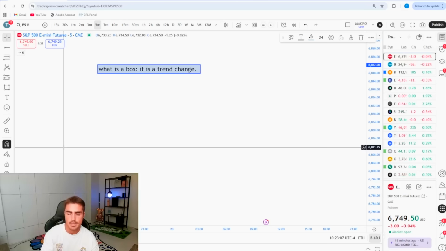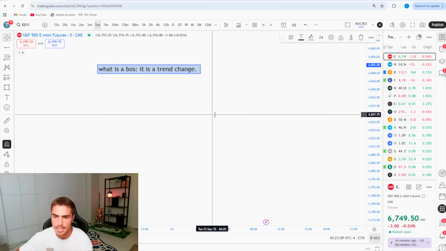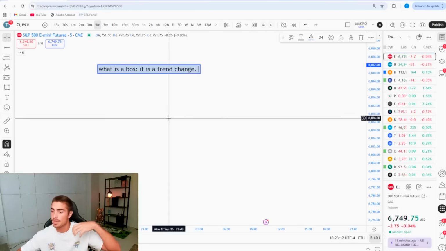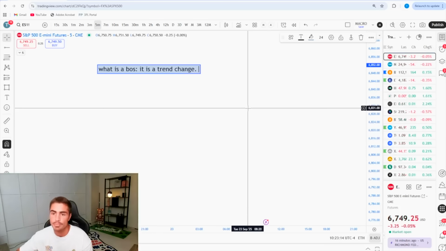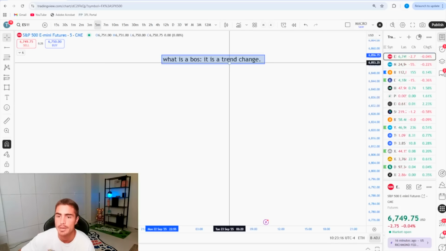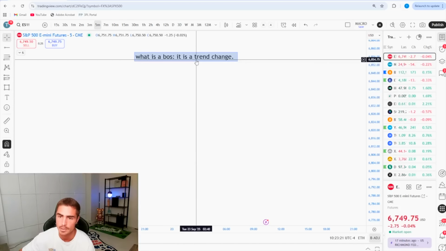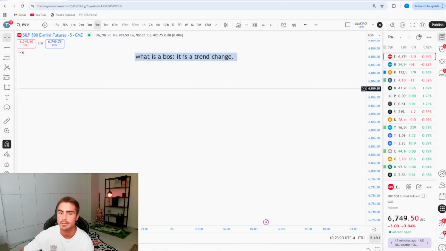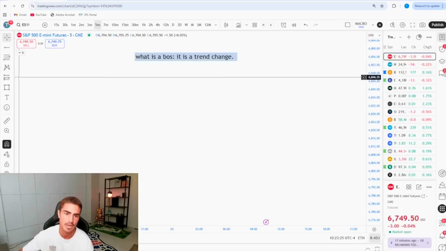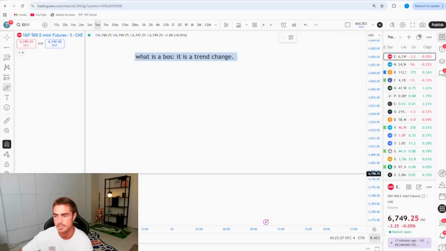It's a confluence that shows us when the current trend that we're in is changing and breaking structure into a new trend. So in order to understand what a breakup structure is, we need to understand what a trend is. So we're going from definition into another definition. As you guys know, this is super simple day trading knowledge.